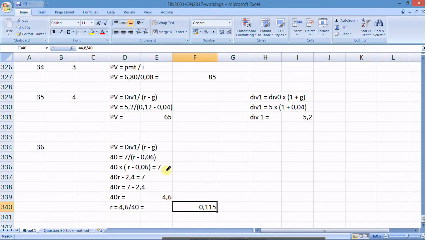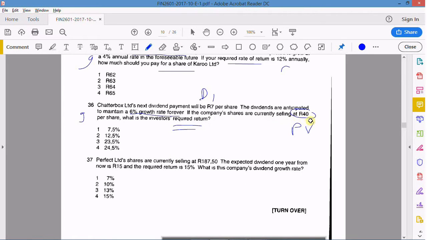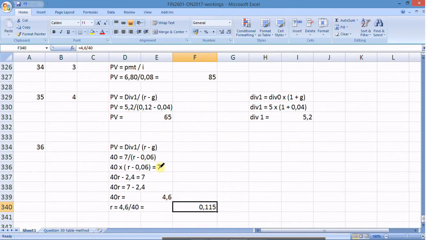Let me see if I made a mistake. Selling for 40 Rand. The dividend is 7. The growth is 6. Div 1 over R minus G. 40 equals 7 over brackets R minus G. If I take that across, it becomes multiply. 40 times R. Oh, here's the mistake. This is 40R minus 2.4. If minus 2.4 goes across, it becomes plus, not minus. I made a mistake with the sign. It should be a plus here. So it's 9.4. This should be 9.4.